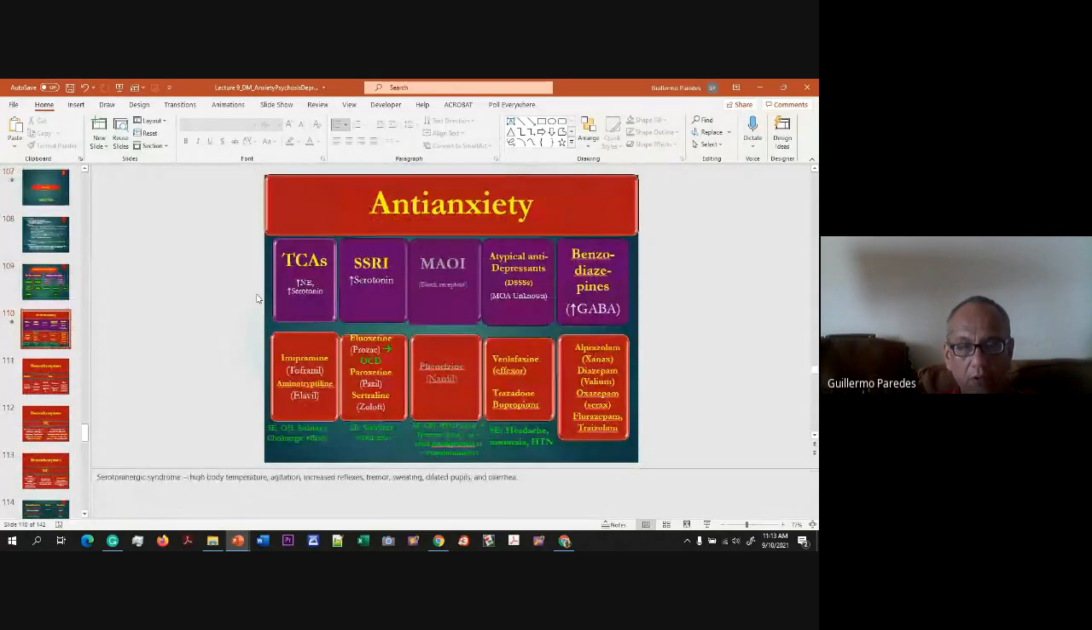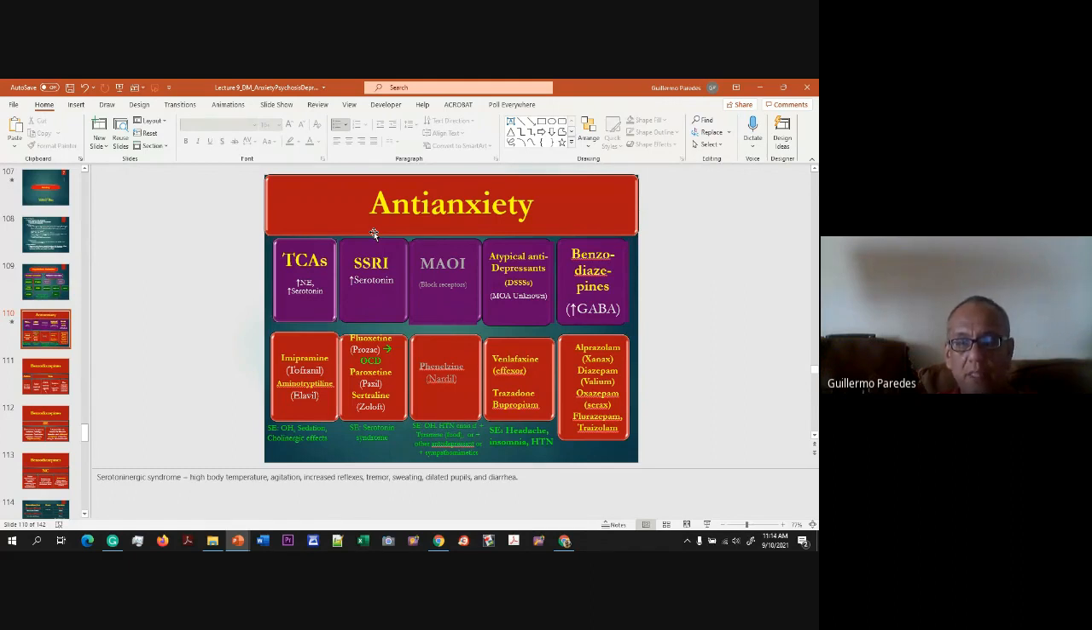Benzodiazepines in the next pathology. So, for anti-anxiety, you can use all these medications, okay? Because it depends on the level of anxiety, right? If it's not working with one medication, they pass to another medication.